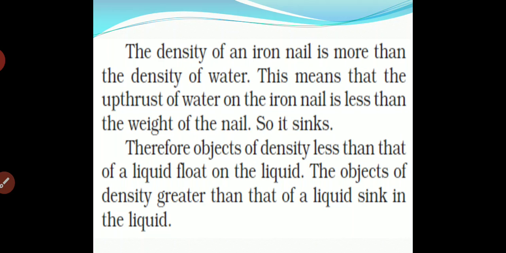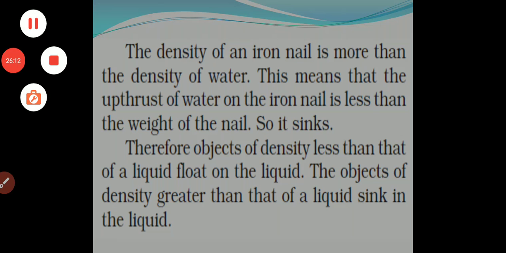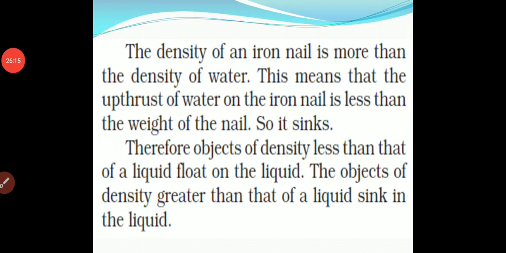The cork will float. The density of an iron nail is more than the density of water. Here you can see that the density of the nail is greater as compared to the density of water, and this means that the upthrust of the water on the iron nail is less than the weight of the nail, so it will sink. Therefore, an object of a density less than that of a liquid floats on the liquid. An object of a density greater than the liquid sinks in the liquid.